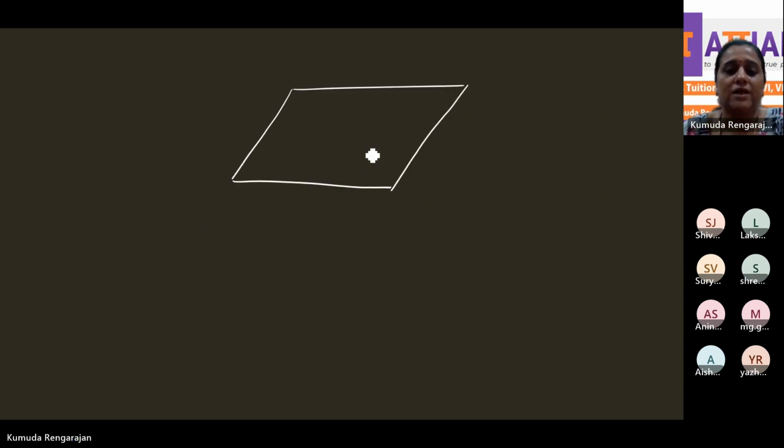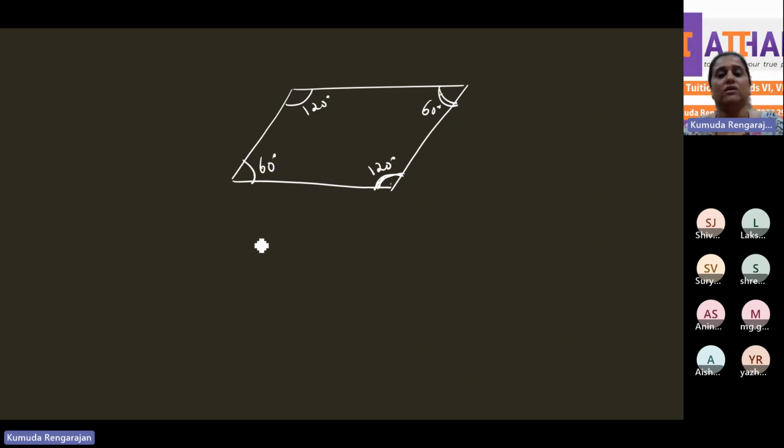Parallelogram. Supposing this is 120 degrees. Only one angle is known to us. Opposite angles are equal. So this is 120. Adjacent angles are supplementary. That is angles next to one another. So this one and this one are adjacent angles. So they are supplementary. So if this is 120, this has to be 60. And if this is 60, this is 60 because the opposite angles are equal. Opposite angles are not supplementary. Opposite angles are equal. Adjacent angles are supplementary.